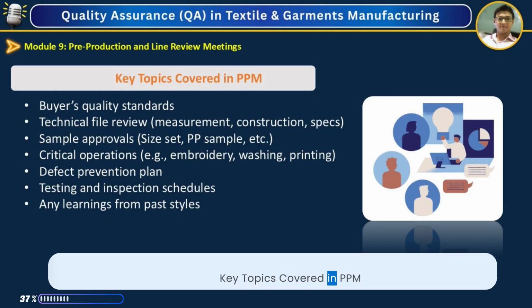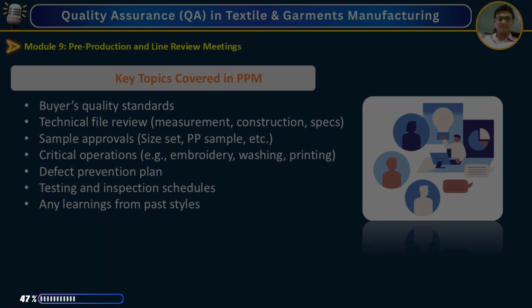Key topics covered in PPM. Buyer's quality standards. Technical file review. Measurement, construction, specs. Sample approvals, size set, PP sample, etc. Critical operations: embroidery, washing, printing. Defect prevention plan. Testing and inspection schedules. Any learnings from past styles.